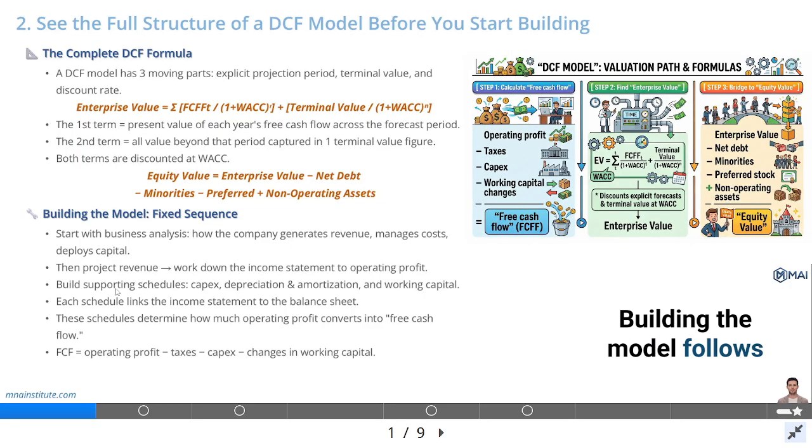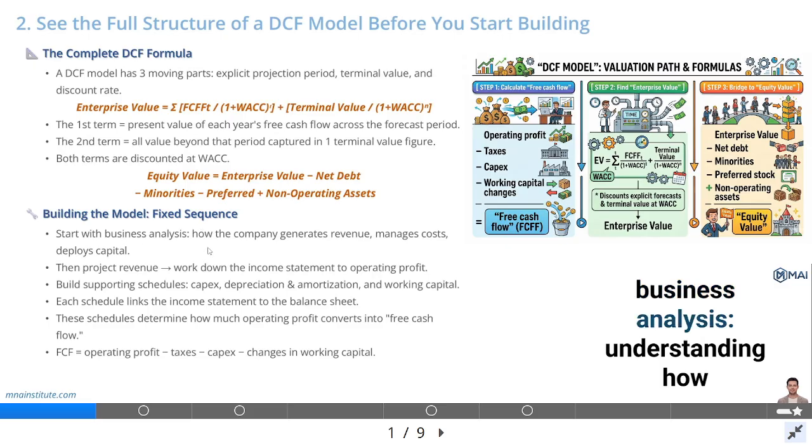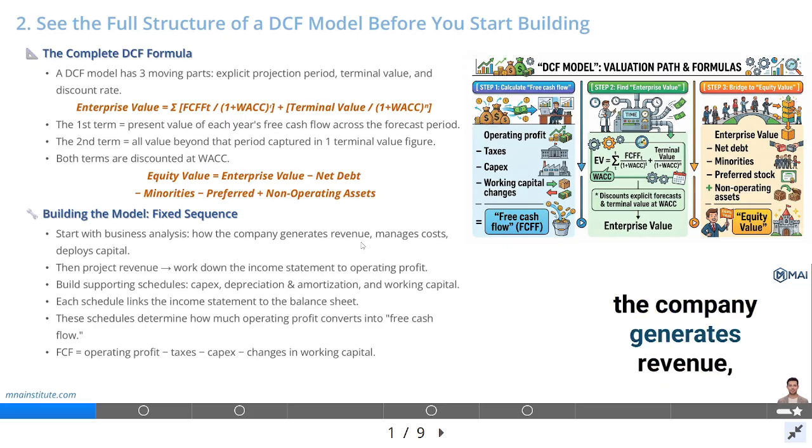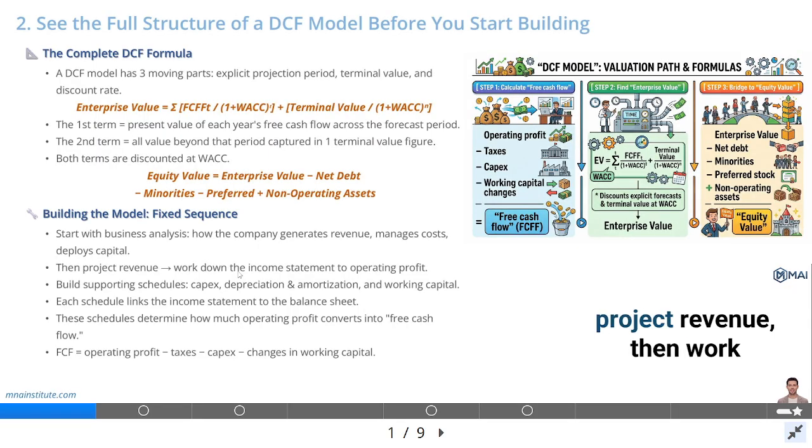Building the model follows a fixed sequence. You start with a business analysis, understanding how the company generates revenue, what drives its costs, and how it deploys capital. From that analysis, you project revenue, then work down the income statement to operating profit.